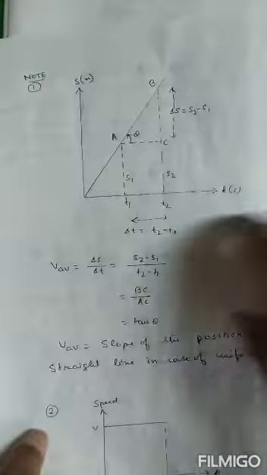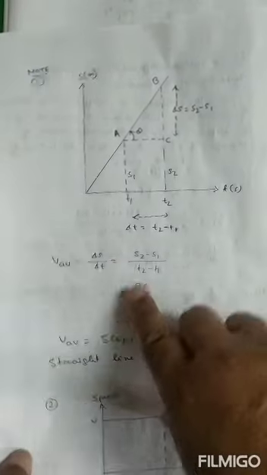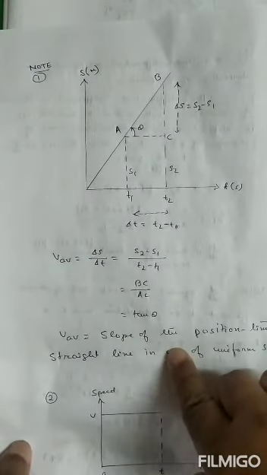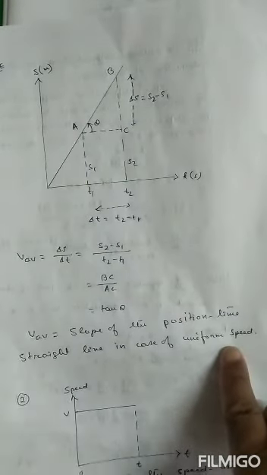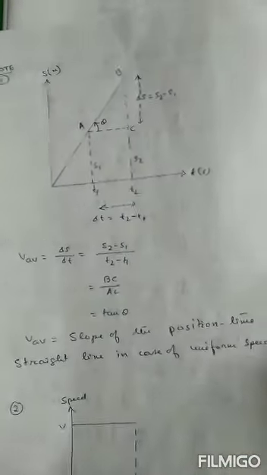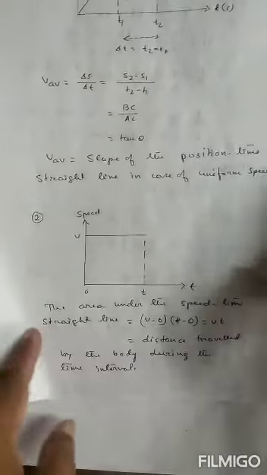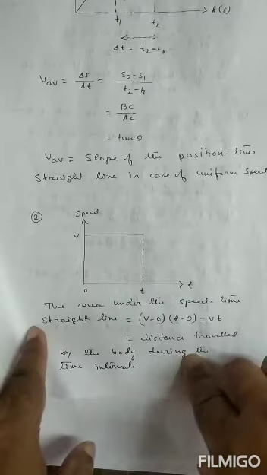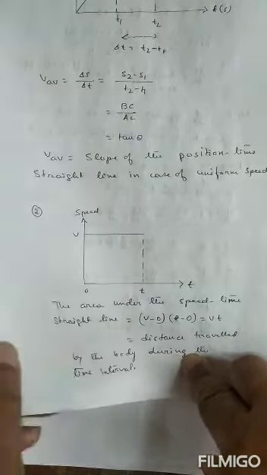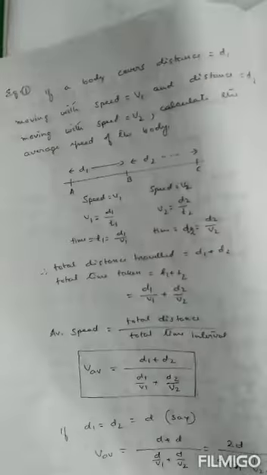And what does the position-time graph give us? The slope of the position-time graph gives us the uniform speed. And the area under the speed-time graph gives us the distance travelled by the body. Okay? And we also discussed the instantaneous speed.